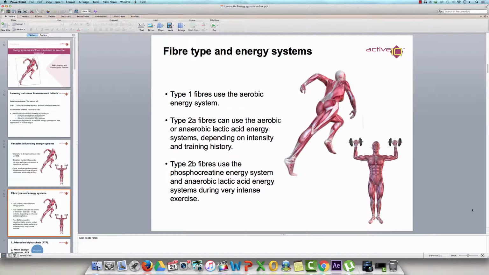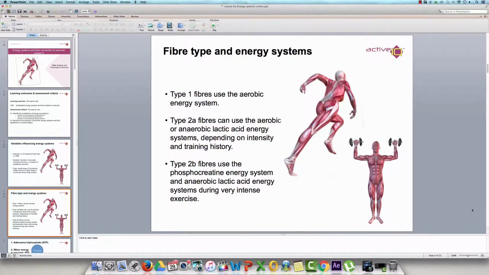That brings us on quite nicely to the type 2B fibres, because these fibres are the ones that use the phosphocreatine energy system, and they can also use the anaerobic lactic energy system during very intense exercise. The type 2B fibres are those really explosive ones, the ones with the poor blood supply, that work really fast, really effectively, but then die away and can't sustain that activity for a longer period of time. So those are your type 2B muscle fibres.